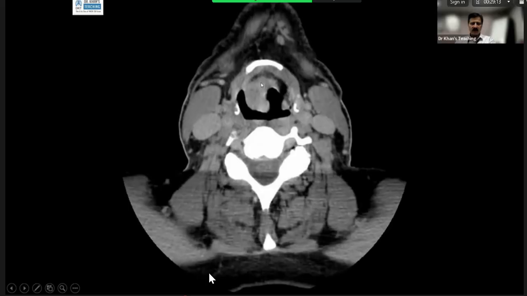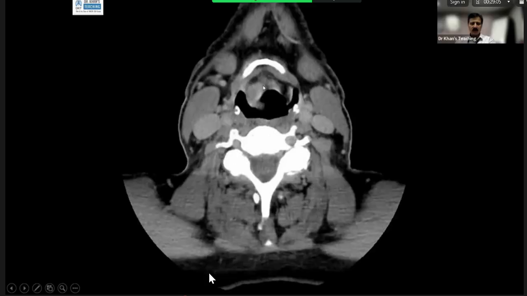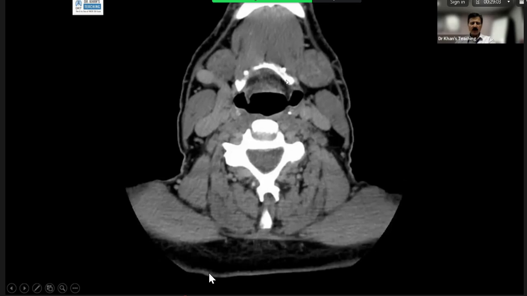What do you think? This is the level of the vestibule. Vestibule? No. Ventricle? No. This is the hyoid. Yes, this is an abnormal case. So I'm going to go through it and ask you questions on this.